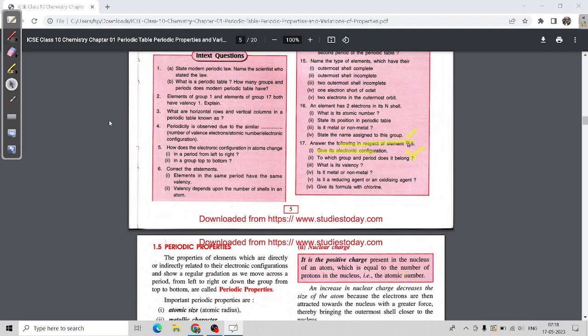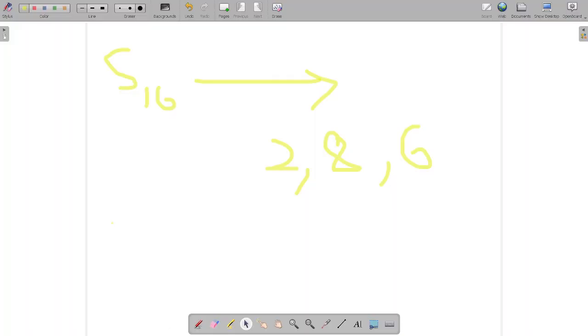To which group and period does it belong? See how to check the period: 1, 2, 3, third period. It belongs to group 6 plus 10, which is group 16. I told you to remember this.